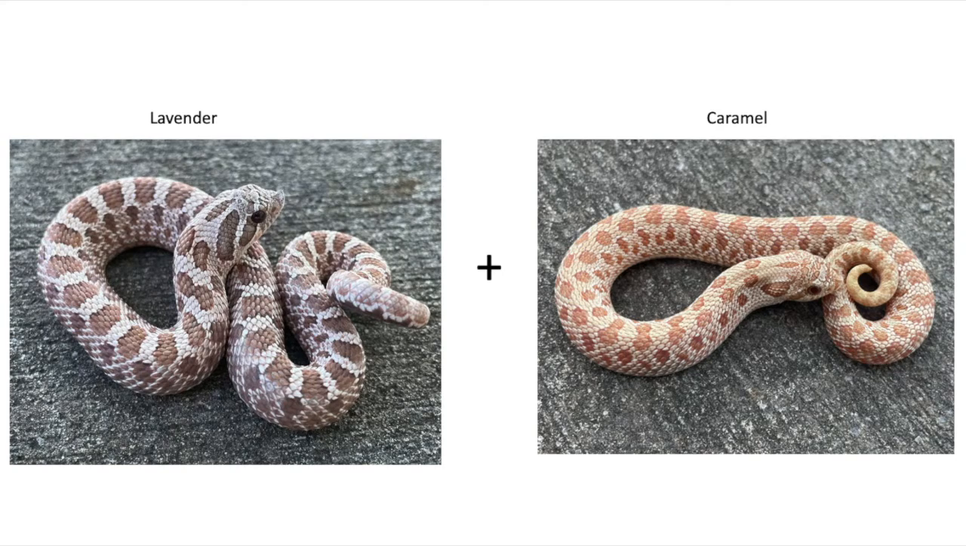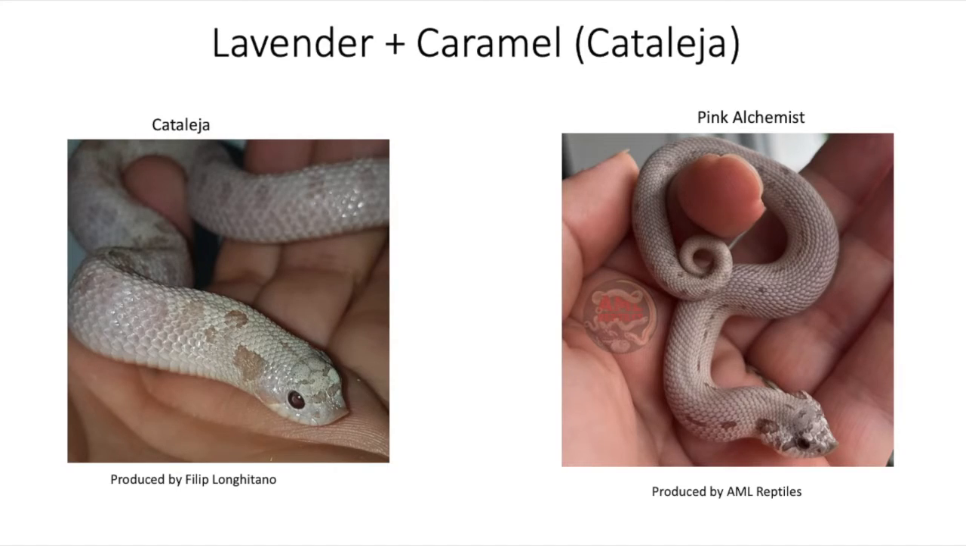All right, next combination is when you combine lavender and caramel, and you get this. I'm not completely sure how to pronounce the name, but on the left hand side, you have just a regular version of it produced by Philippe. And then on the right hand side, you have the conda version called the Pink Alchemist. So, lavender caramel.